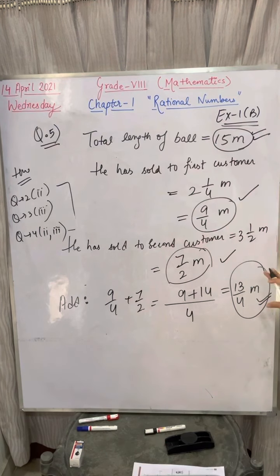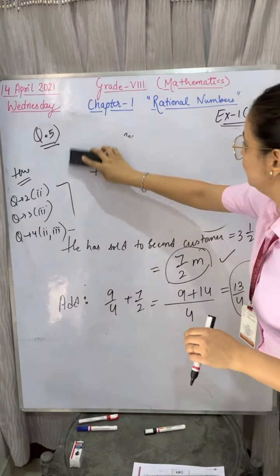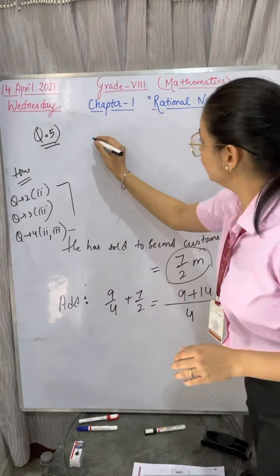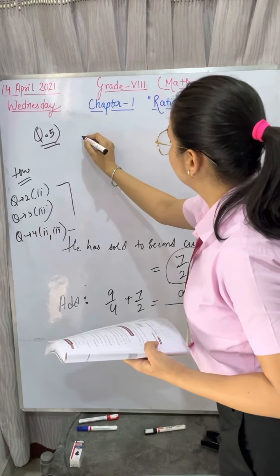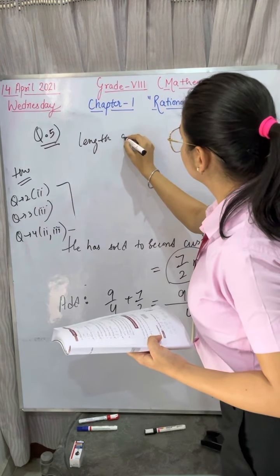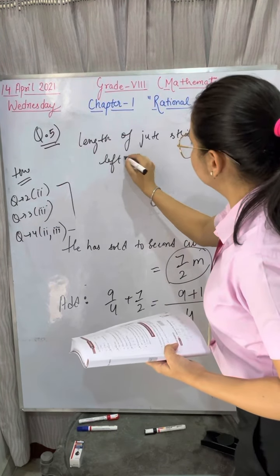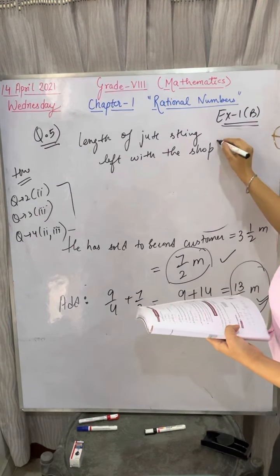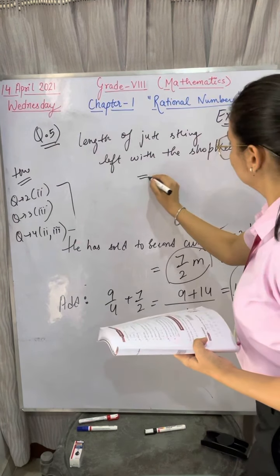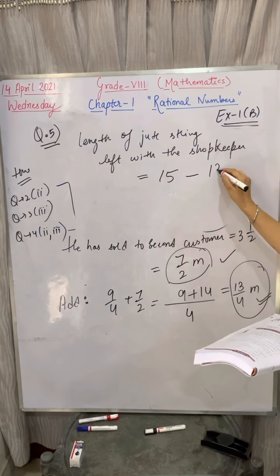How much is left with him? You have to subtract this from this. Okay, don't write anything. I'll give you everything in the form of PDF. Now at the last they are asking what length of jute string is left with him. So you can write here: length of jute string left with the shopkeeper is equal to 15, the total length, minus 23 by 4 he has sold.